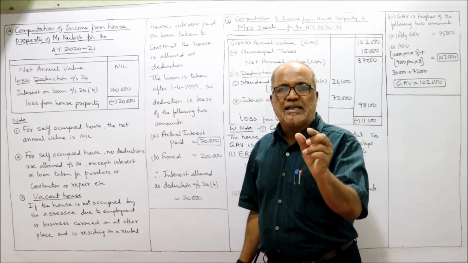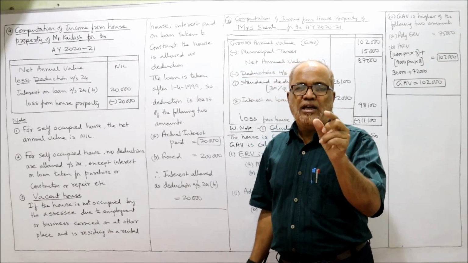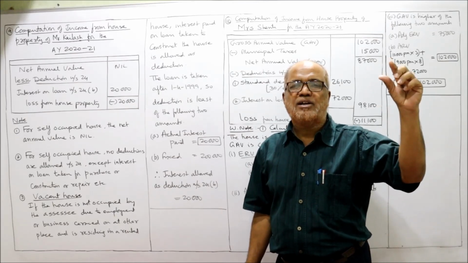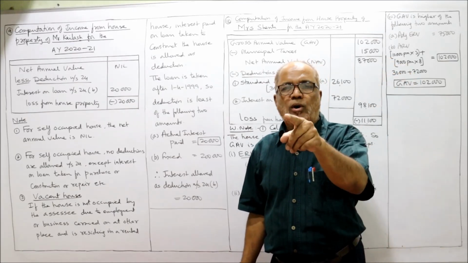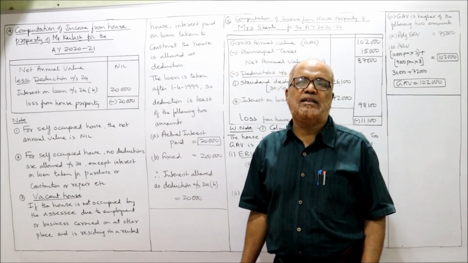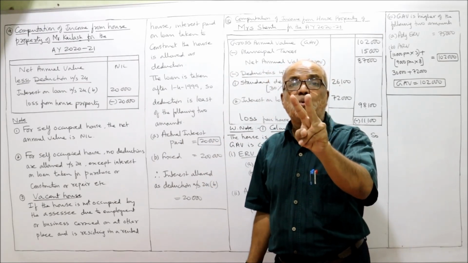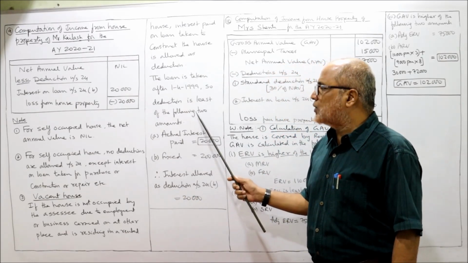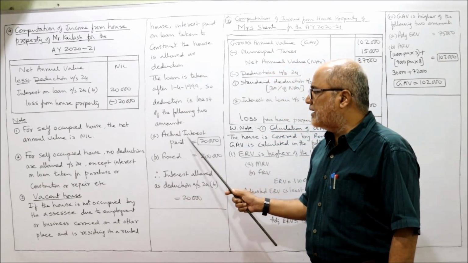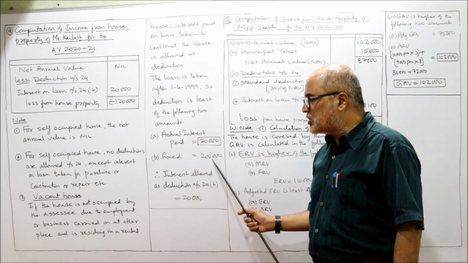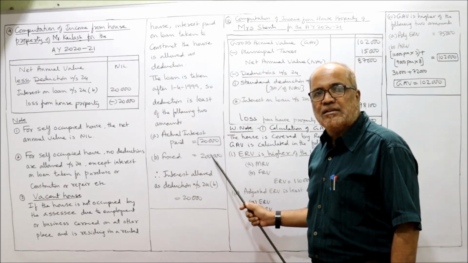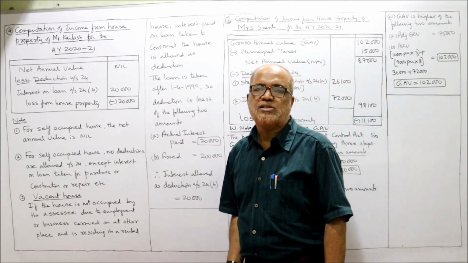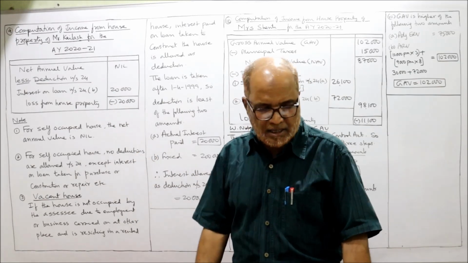So there is a date, 1/4/1999. If the loan is taken before 1/4/1999, the maximum deduction is 30,000. If the loan is taken after 1/4/1999, the maximum limit is 2 lakh. So here the loan is taken after 1/4/1999, so deduction is the least of the following two: actual interest paid 20,000 or fixed 2 lakh, whichever is least. 20,000 is the least, so 20,000 will be allowed as deduction. That's all. This is the end of problem number 9.